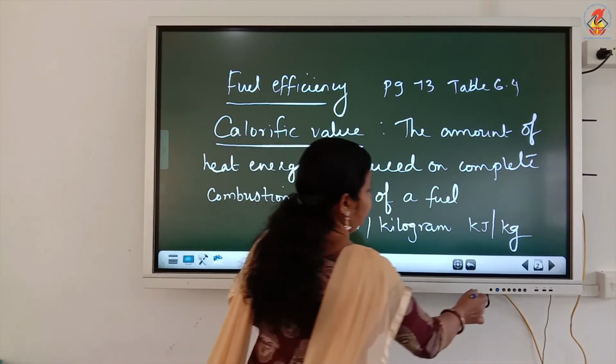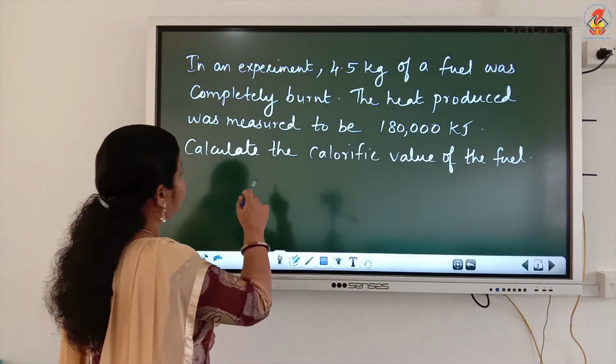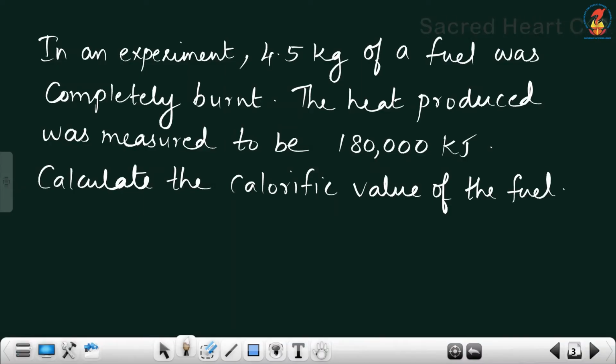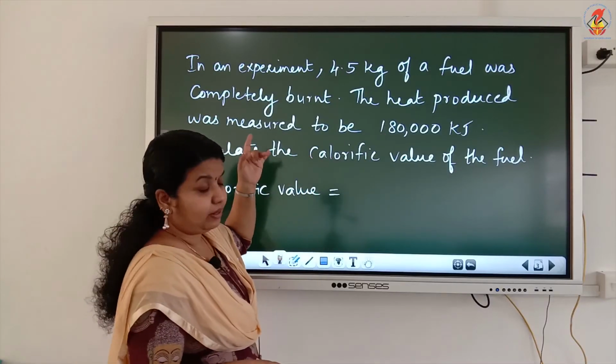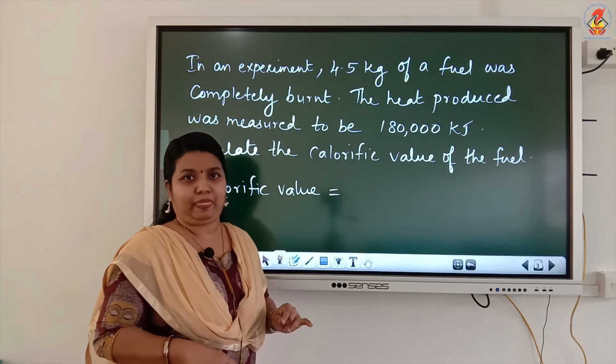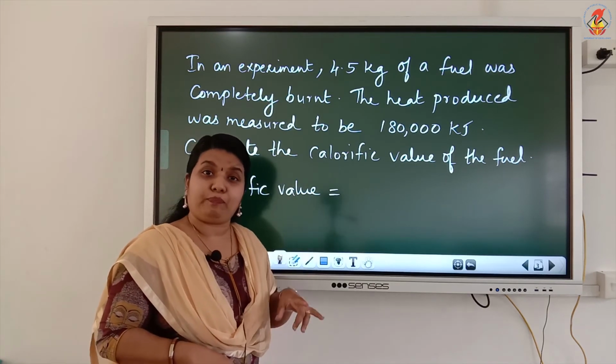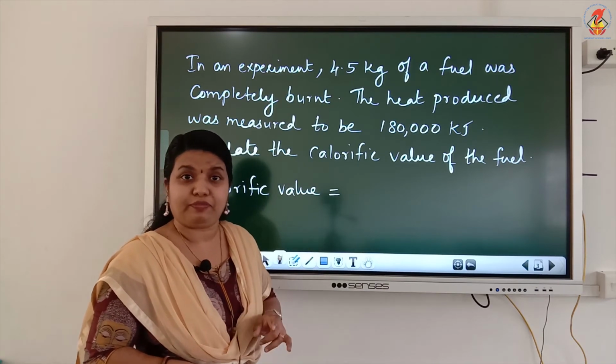Now, there are problems to be solved on it. One we will do. So, take down this question. In an experiment, 4.5 kilogram of a fuel was completely burned. The heat produced is measured to be 1,80,000 kilojoules. Calculate the calorific value. Here, the heat energy of 1,80,000 kilojoules is for 4.5 kilograms. We have to find it for 1 kilogram.